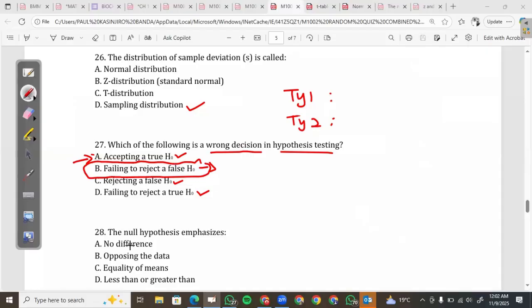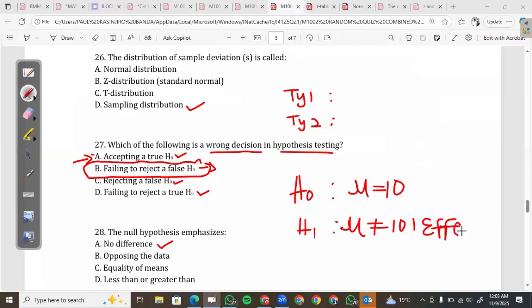And then question 28, they're saying the null hypothesis emphasizes no difference. So the answer there is just no difference. Okay, it has no effect. No wonder when you are writing the null hypothesis like this, you may be saying that the mean equals maybe 10. And then your alternative is going to oppose this. It's going to say the mean is not equal to 10. So here there will be an effect, or there will be a difference. But here there will be no difference. So the null hypothesis emphasizes no difference.